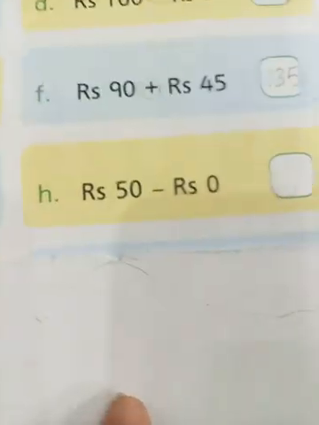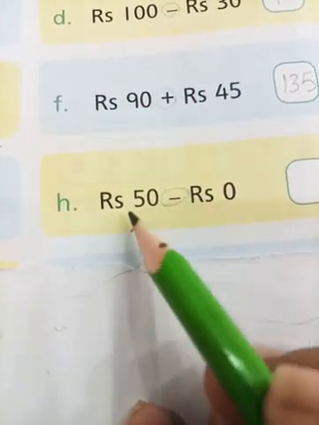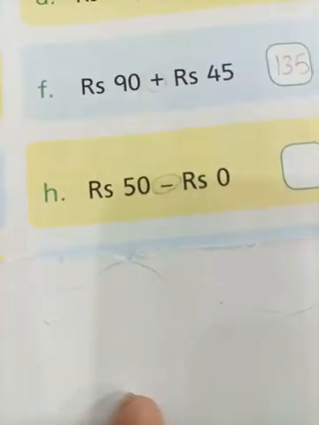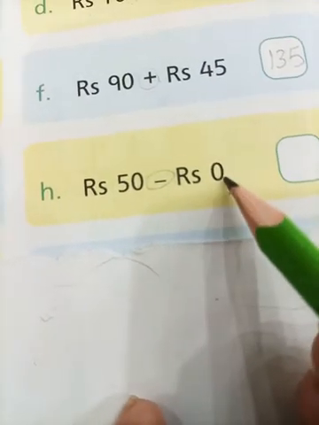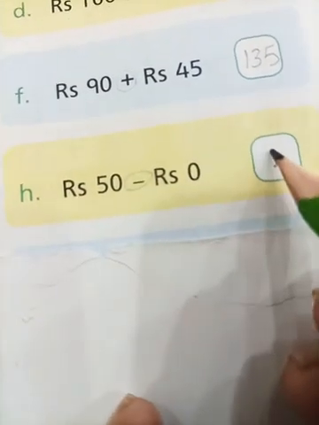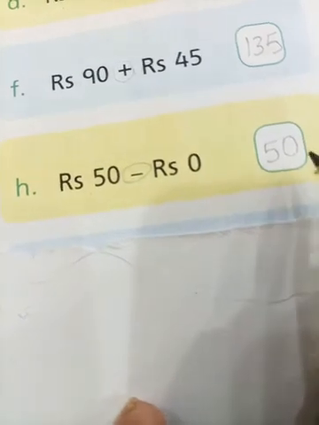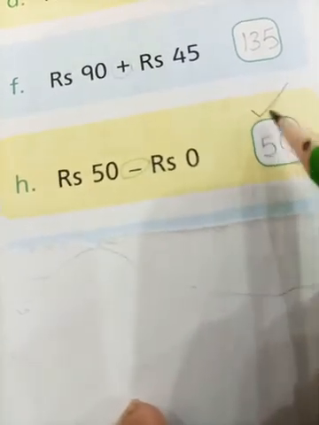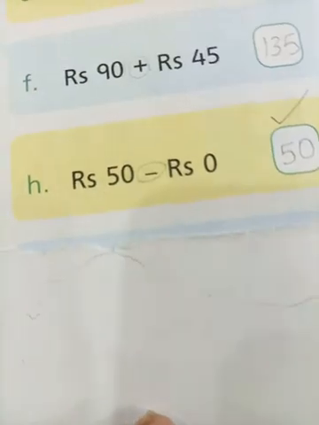Next is the part G. So students, here is the sign of subtraction. You are going to subtract 0 rupees from the 50. So students, 0 is the no number. So if I subtract no number from the 50, then my answer will remain the same, which means that 50 minus 0 is 50. So our answer is 50. That is our required answer. So I am marking a tick above it, okay.